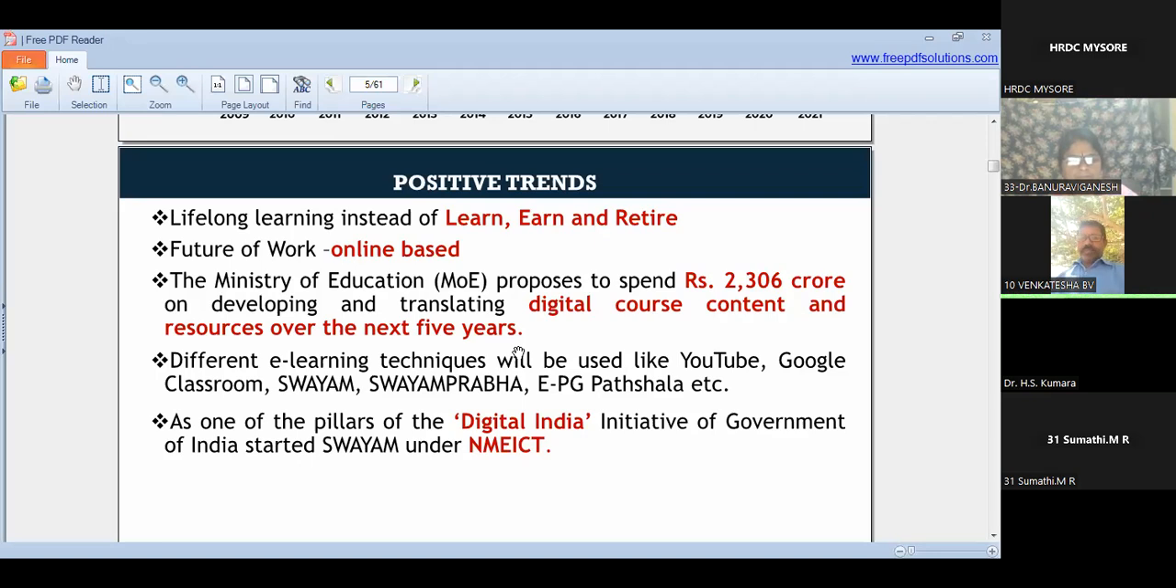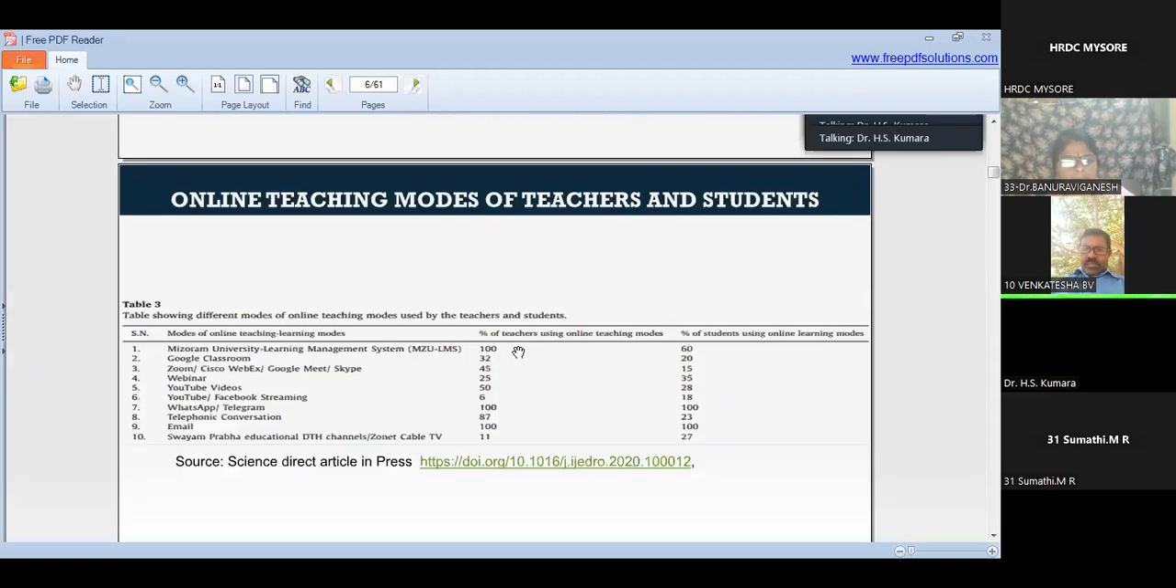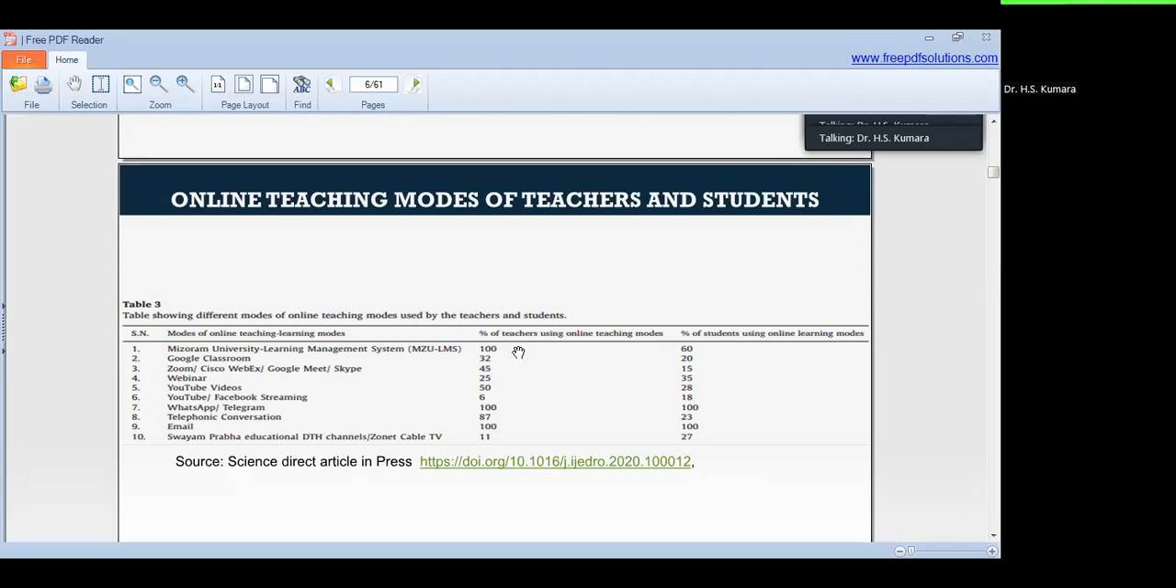Then taking the ScienceDirect article, based on looking at the data set, what are the modes of online teaching? Also, what is the percentage of teachers using and what is the percentage of students using these online learning modes? Looking at some universities, there is the learning management system, Moodle, then Google Classroom, then Zoom, then webinars, then YouTube.